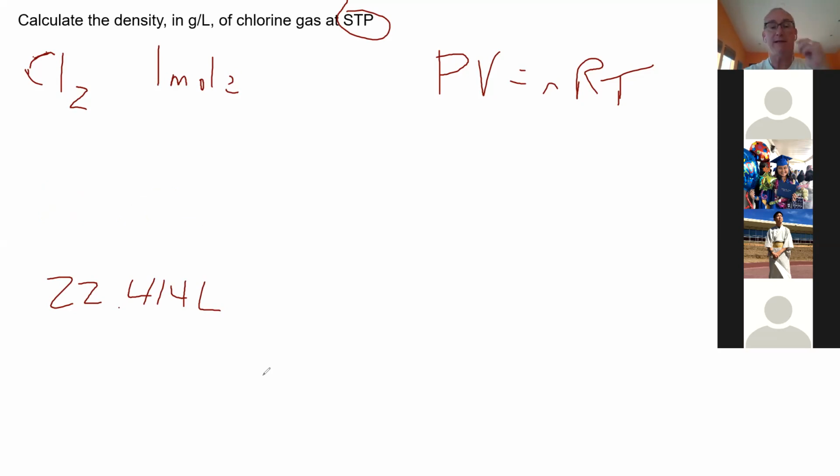So we just need to figure out how many grams that is. We're basically done. We don't even need PV = nRT for this one. So that's our volume, and we have 1 mole. How many grams do we have? 1 mole times grams per mole will tell us how many grams we have. How many grams of Cl2 are in a mole?